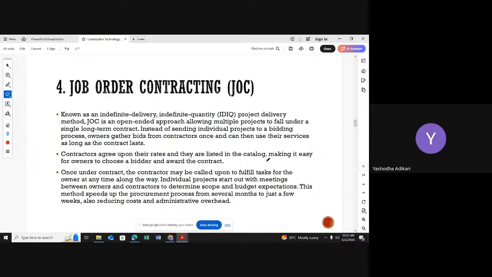Fourth one, job order contracting, JOC. Known as an indefinite delivery, indefinite quantity, IDIQ, project delivery method, job order contracting is an open-ended approach allowing multiple projects to fall under a single long-term contract.